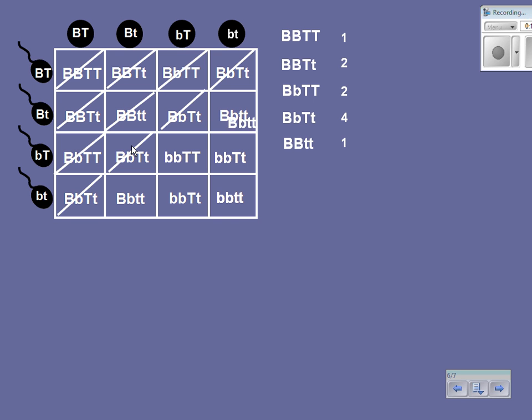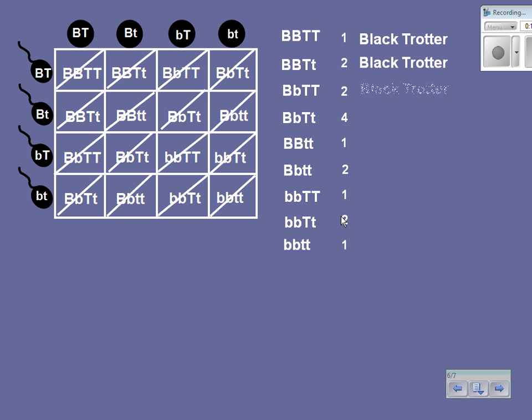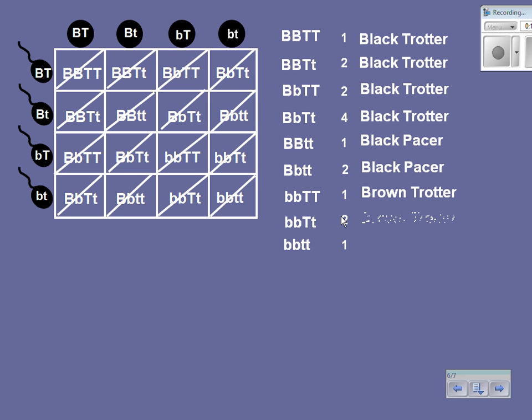1 of those. Big B, little t, little t. 2 of those. 1 of those. 2 of those, and last, only one recessive individual, a brown trotter. So, black trotter, black trotter, black trotter, black trotter, black pacer, black pacer, brown trotter, and brown pacer. So if we look at our genotypic ratio, 1 to 2 to 2 to 4 to 1 to 2 to 1 to 2 to 1 ratio.